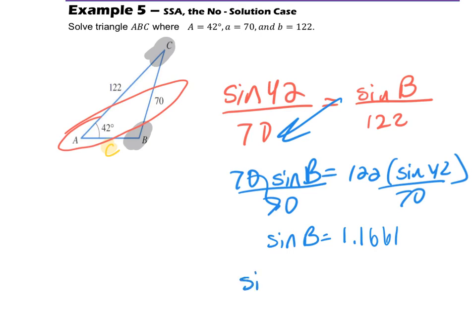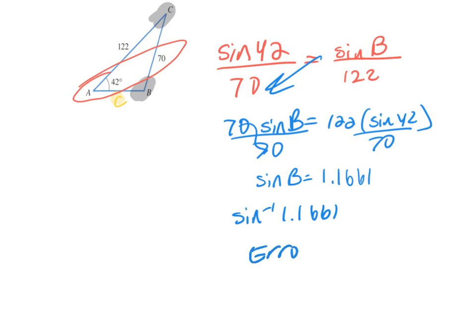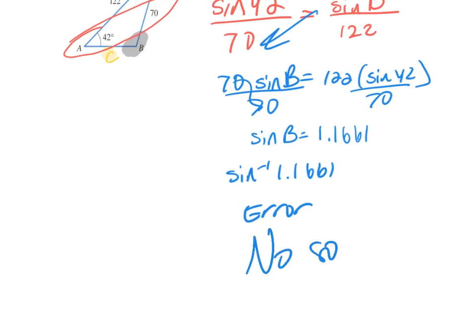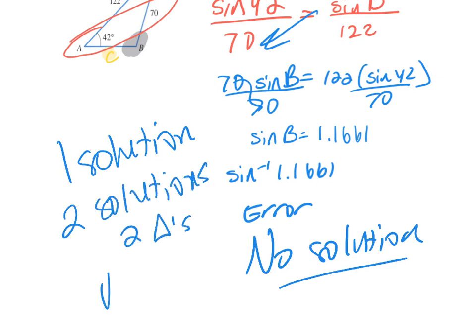So in my calculator, I'm going to hit second sine. That little sine negative 1 comes up, and I'm going to put in 1.1661 and hit enter. And when I do that, my calculator says error, domain error, syntax error, something like that. That doesn't mean you have the problem wrong. That means there is no solution to this triangle. This triangle doesn't really exist. So what you need to take away from this is in the law of sines, you can get one solution where there's one triangle. You can get two solutions where there's two triangles. And then you can get no solution.